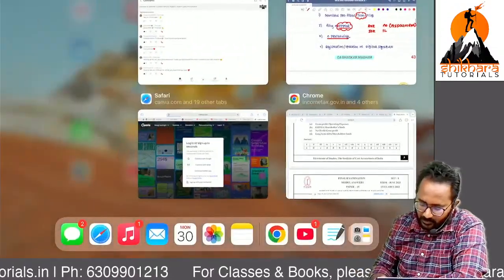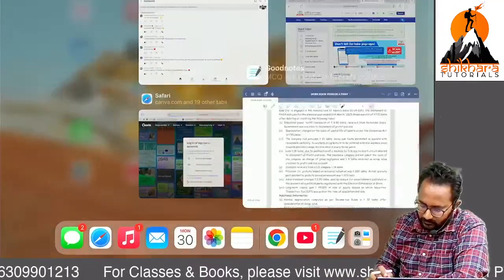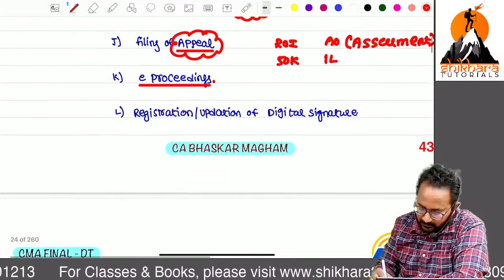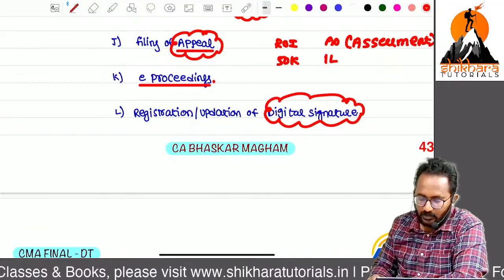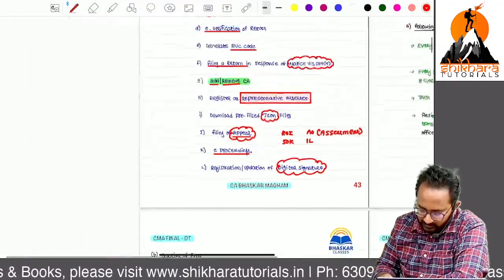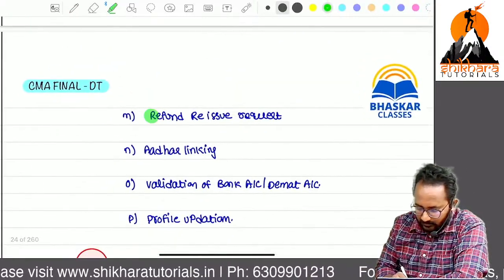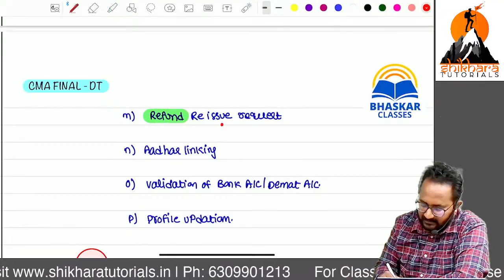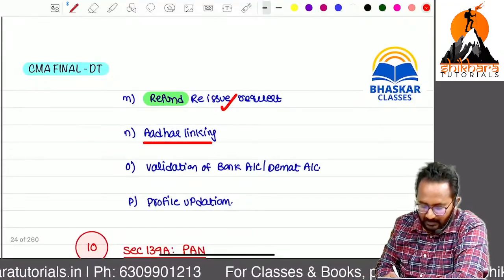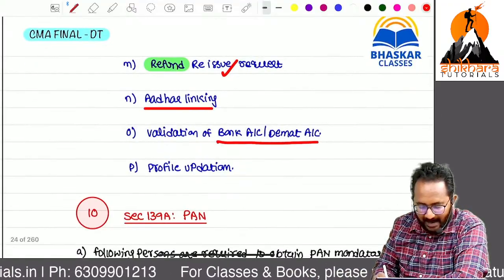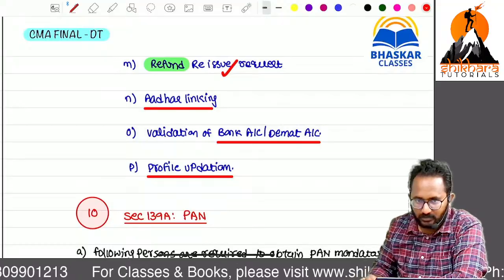E-proceedings. At the top corner, you can get one more column like E-proceedings. Yes, you can see all the notices you receive there. For companies and other persons also, you can register or update your digital signature using the e-filing website. If a refund is not issued properly, you can initiate a refund reissue request. You can also do Aadhaar and PAN linking, validate your bank account and demat account, and update your profile. Profile updation means you can update your name, address and all such details.